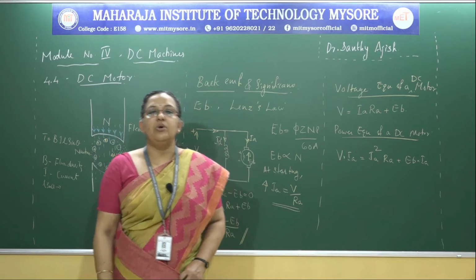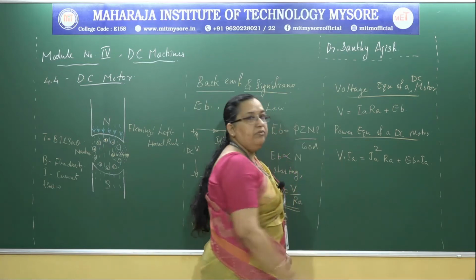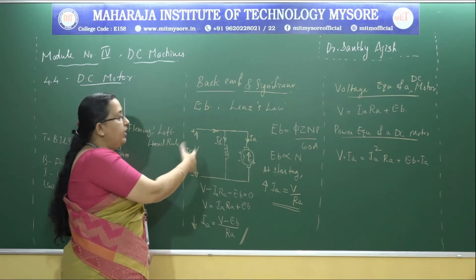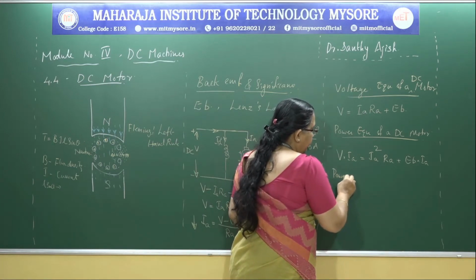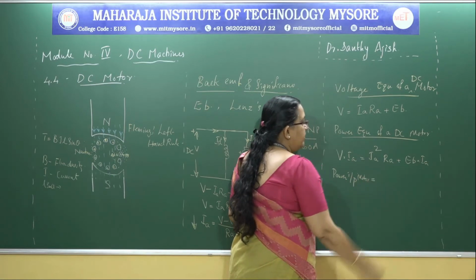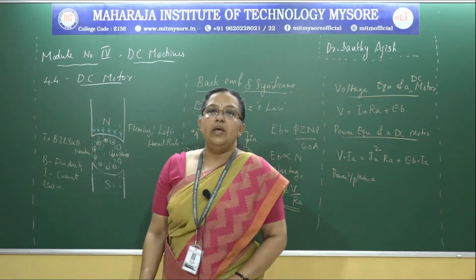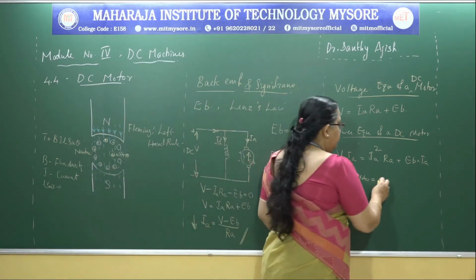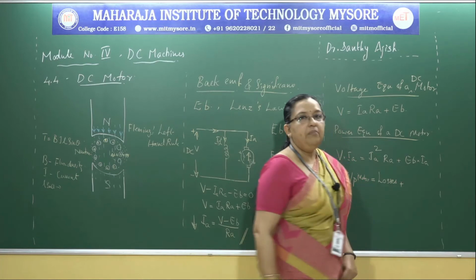Now let's see what these components refer to. The first component is V into IA, which is nothing but the power input which we are giving to the motor. This equals, now what is IA squared RA? We know that I squared R is nothing but the heat losses, equivalent to the losses present in the motor. Now what is EB into IA?